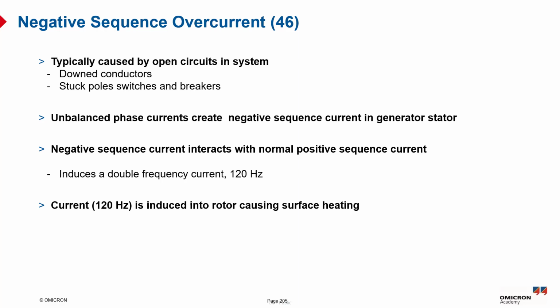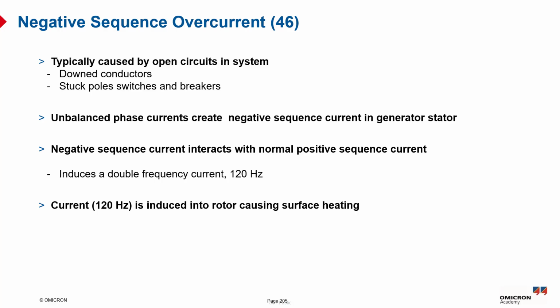As we explained, the negative sequence overcurrent is a very important protection concept which deals with unbalanced system conditions. These unbalances are typically caused by open circuits in the system, like downed conductors, or mechanical failures such as stuck poles, switches, or breakers.